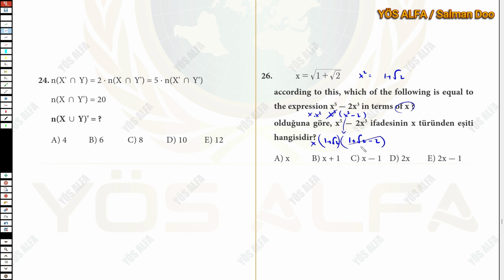So this is root 2 minus 1. This is root 2 plus 1. So we have root 2 plus 1, root 2 minus 1, which is root 2 squared minus 1 squared times x. This is 2 minus 1, which is 1. So the answer is x.